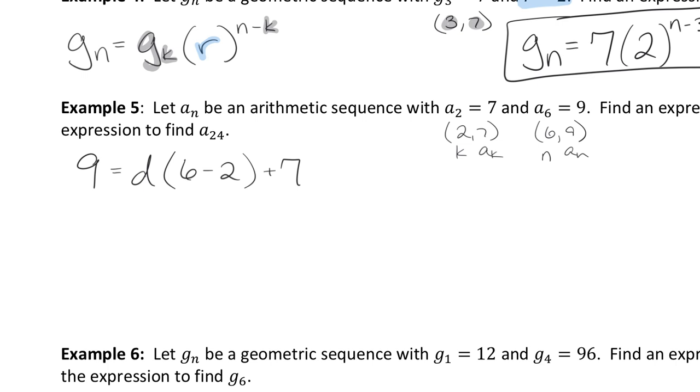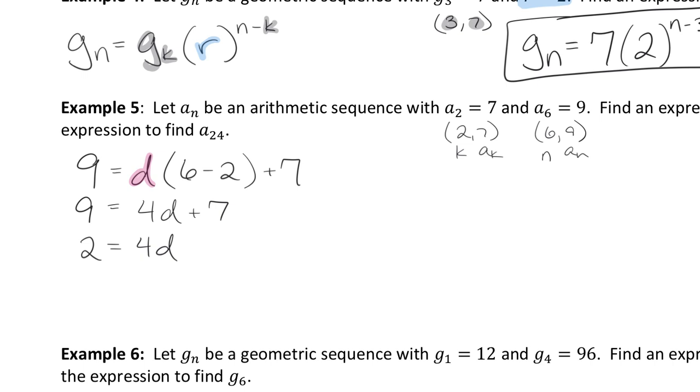How many variables are left in this formula that I just wrote? Only one. And what is it that I'm finding when I solve for this formula? The common difference, that's what we were missing, yes? So let's solve. 6 minus 2 is 4. So this is 4d plus 7 equal to 9. So we subtract 7 from both sides. It gives me 2 equal to 4 times d.